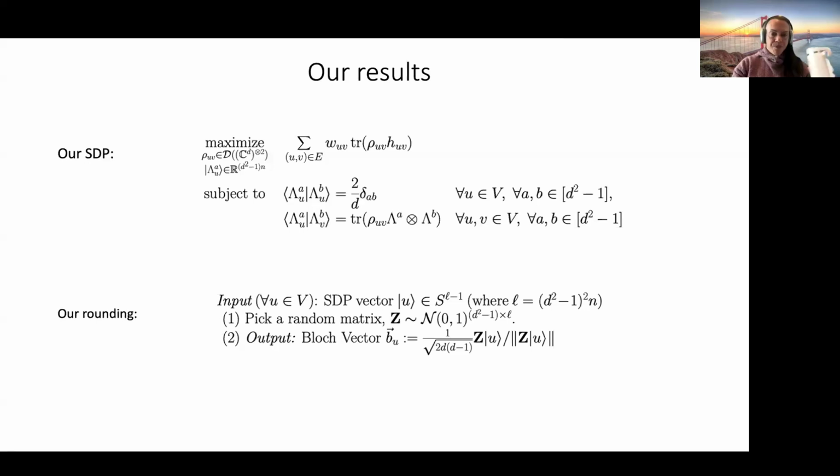All right. What do we want to do? Ideally, from this collection of vectors, we want to find a product state, meaning a qudit per vertex, tensor product with each other, that gives some reasonable approximation of the optimal value. How do we do that? We take those vectors u that the SDP outputs. We select a random Gaussian matrix Z. Every entry is a random independent Gaussian. And we output this vector b_u, that's some scaling, times the projection Z times u. So we can project my u with a random Gaussian matrix and output the result.